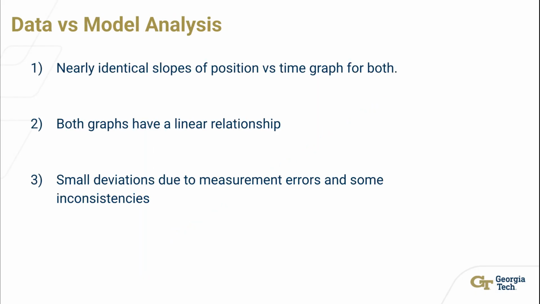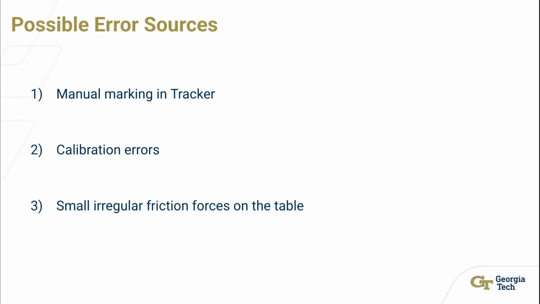Now, why is that? Why do we see an identical slope of position and time graph for both? Both graphs have a linear relationship. There are small deviations, but this may just be due to measurement errors, inconsistencies, and some surrounding noise. The possible error sources for this are that Tracker involves manual marking. There may be calibration errors, or there may be small irregular friction forces acting on the object from the table due to the irregularity of the surface.